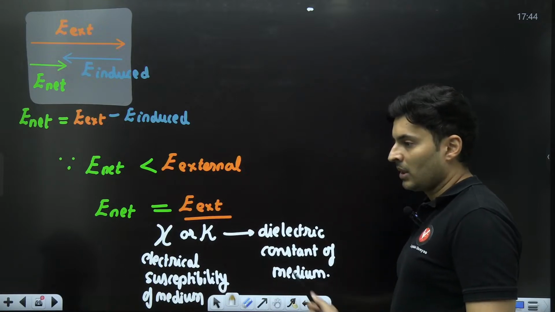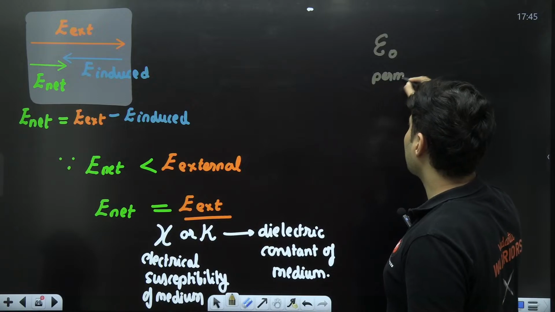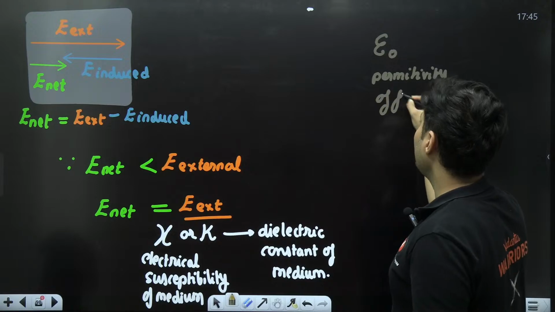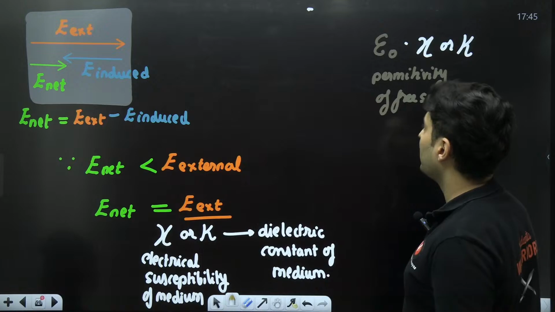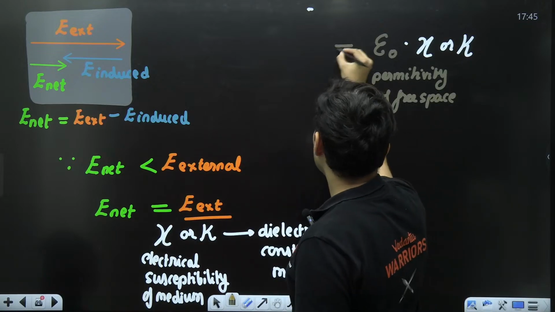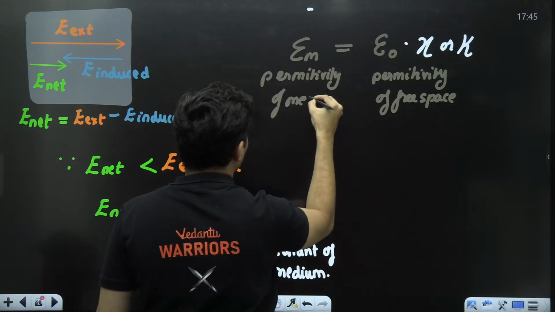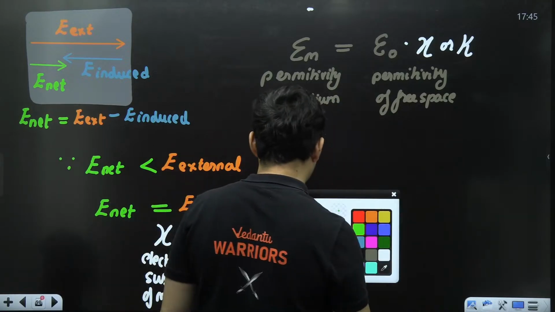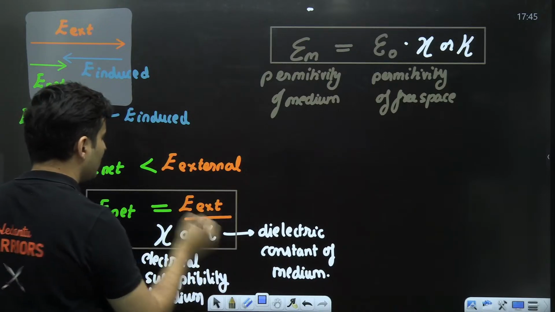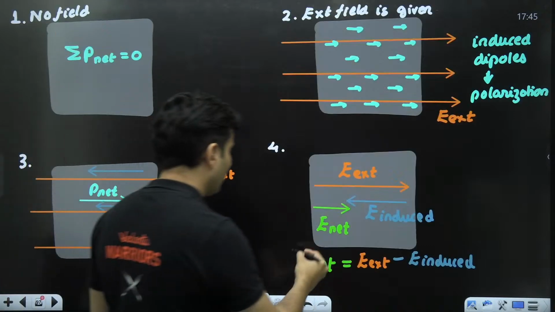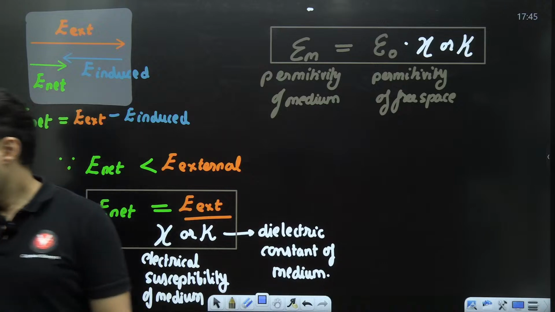This depends on the medium. Hence, you will see that the original permittivity of free space, if you multiply it with the susceptibility or basically the dielectric constant, what you end up getting is the permittivity of that particular medium. Very, very important formulas that you are learning here. You can use X or K, one and the same thing. And the E net will be external divided by the susceptibility. Also, another important formula which you learnt over here was this: the net field is the external field minus the induced field. All these are the important takeaways. Clear? Shall we go ahead?